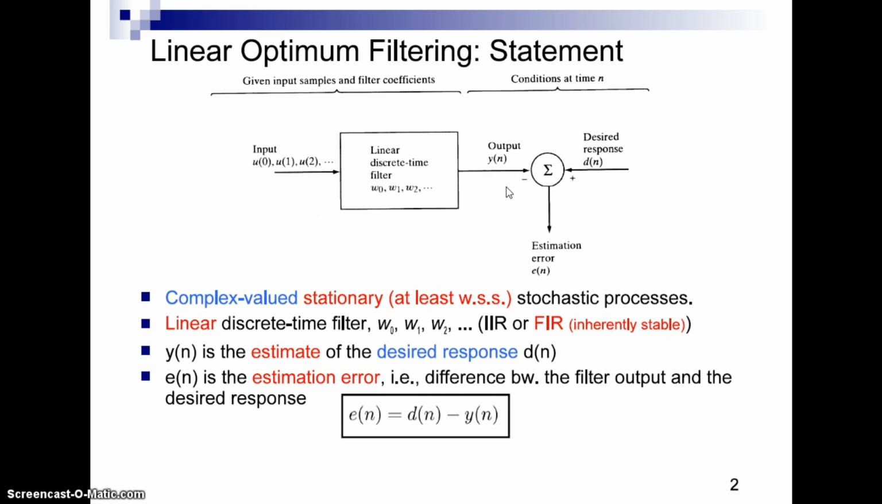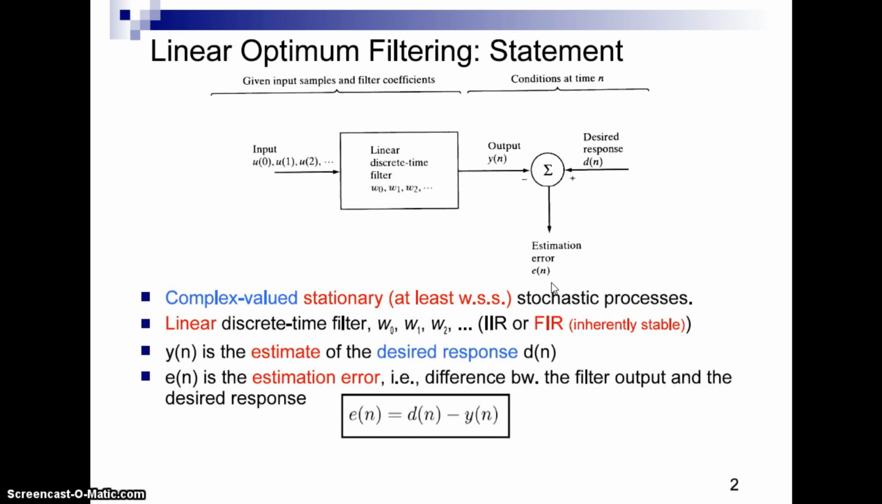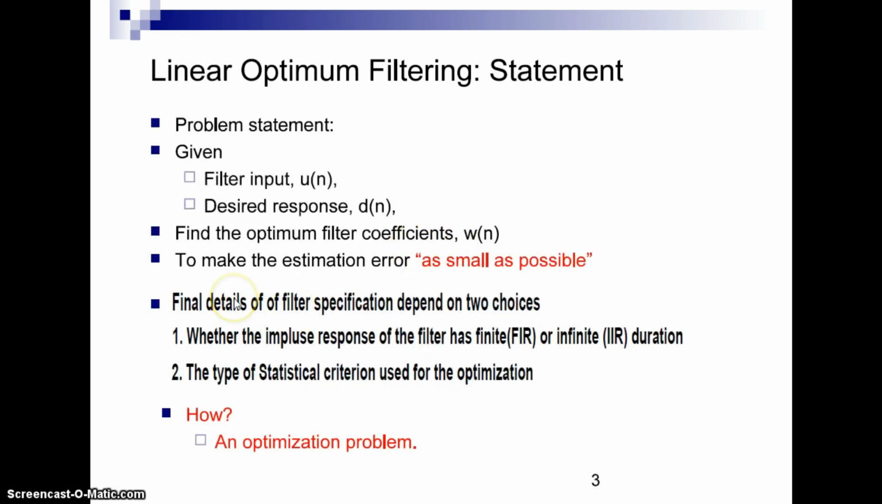The requirement is to make the estimation error e of n as small as possible in some statistical sense. Given the filter input u of n and the desired response d of n, we must find the optimum filter coefficients, those are the weights w of n. Making the estimation error as small as possible is the requirement.